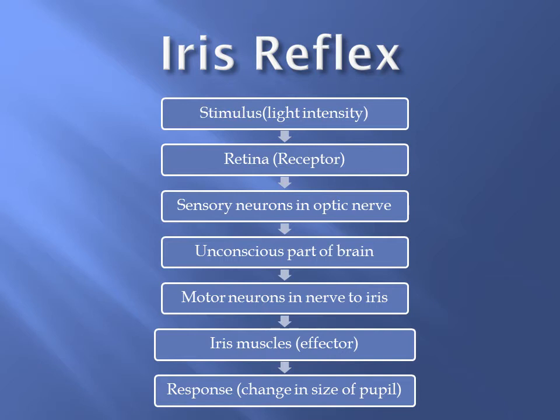and then straight back to the iris muscle. Then it will adjust the diameter of the pupil. So this all happens without our need for conscious thought. We are not even aware of what happens inside the eye. So here you can see how the iris reflex goes on.